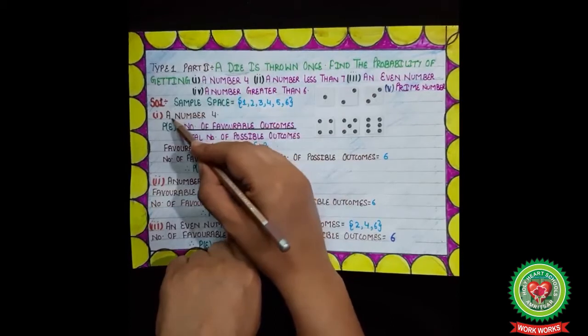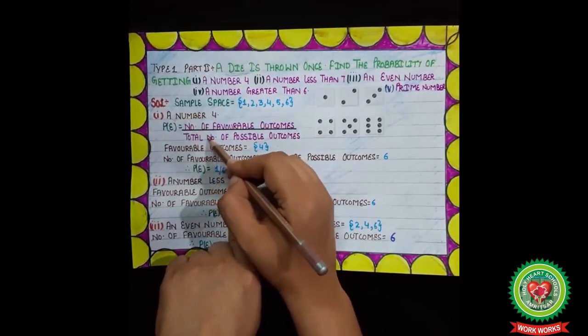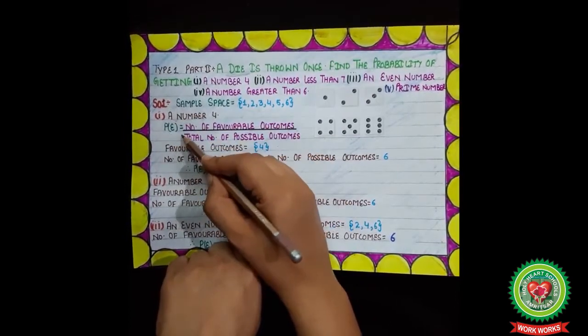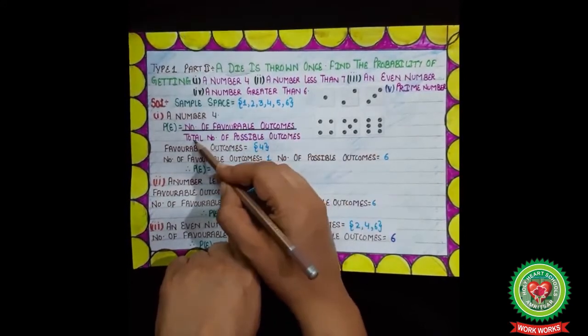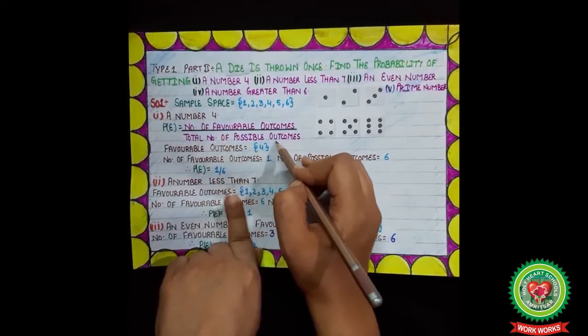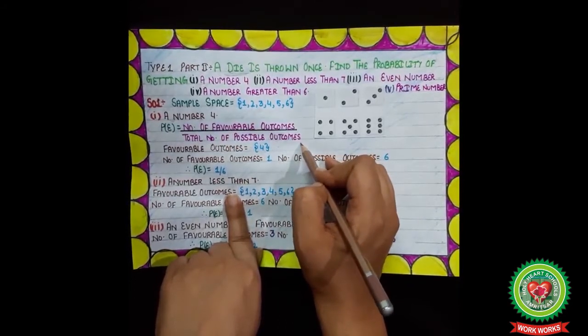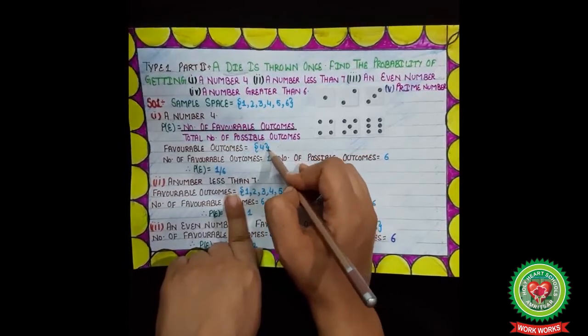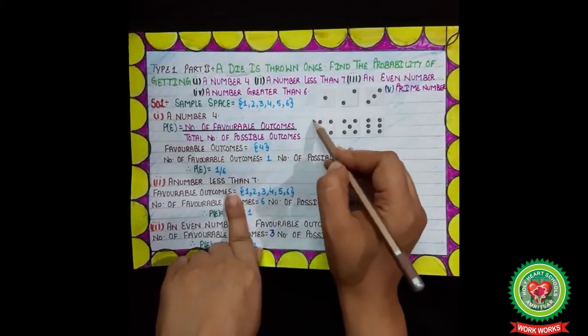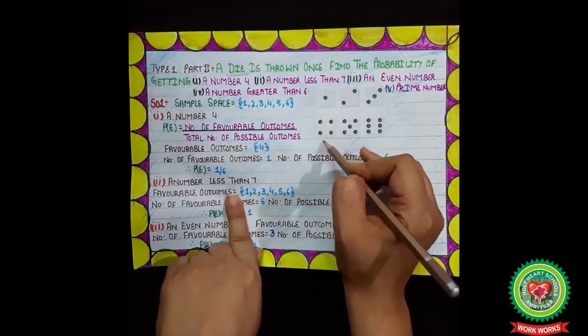That is a number 4. Write the formula. P(E) is equal to the number of favorable outcomes upon the total number of possible outcomes. Now students, what is the favorable outcome? In this case, a number 4. This one. This is the outcome of my interest.